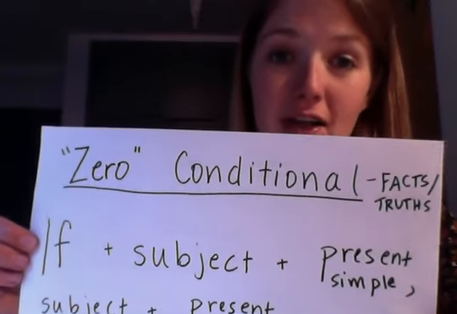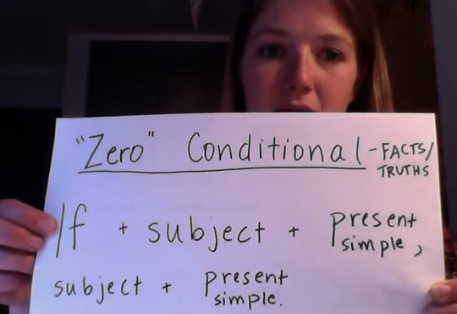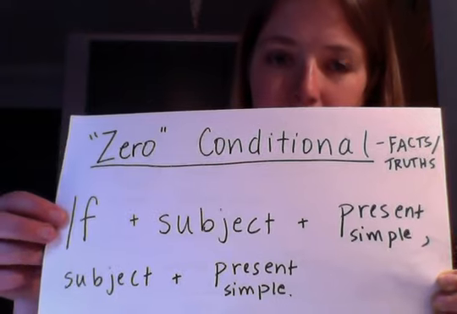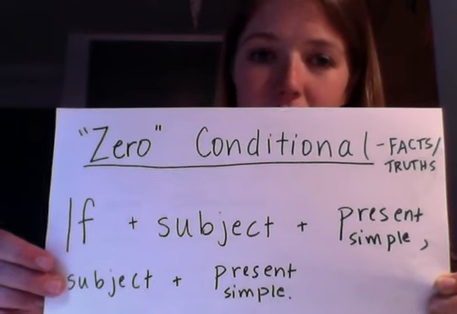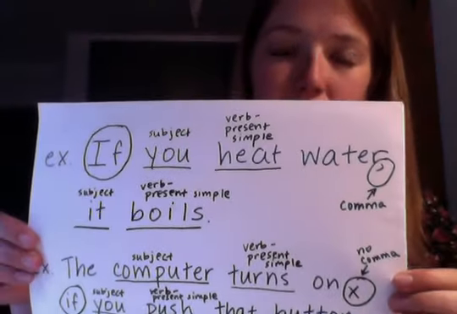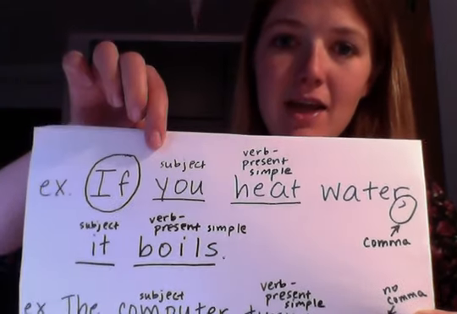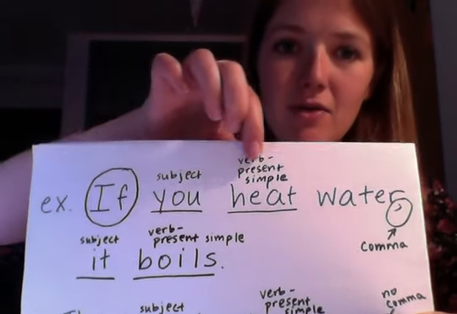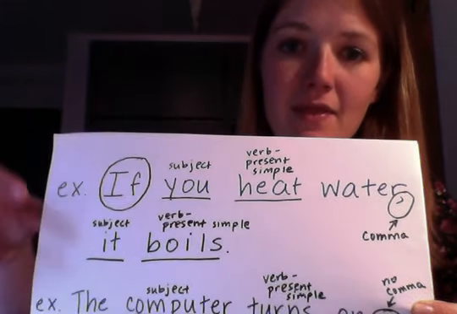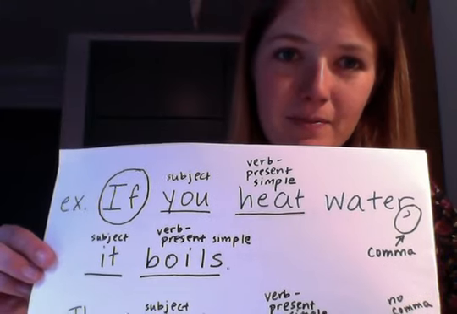So again, this is used for facts and truths, and the structure is if plus a subject plus a verb in the present simple, comma, a subject plus a verb in the present simple. All right, it's easier to understand this with an example. So, if you heat water, it boils. So we have an if clause with a subject and a verb in the present simple, and then we have a main clause with a subject and a verb in the present simple.